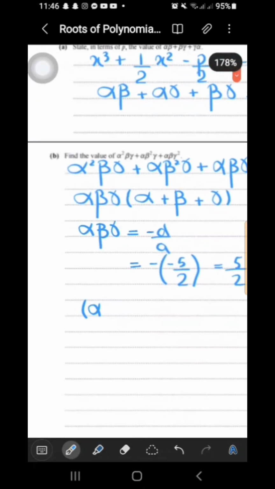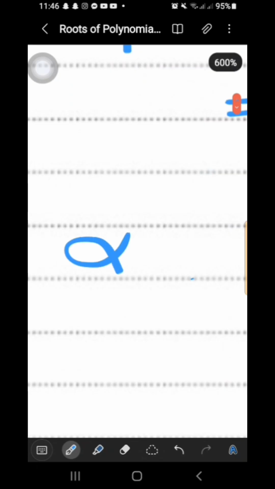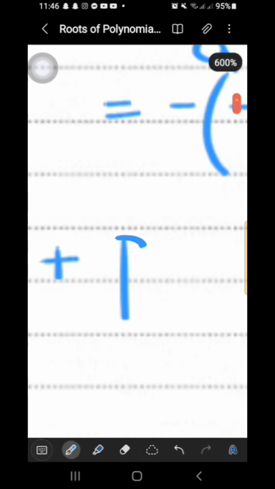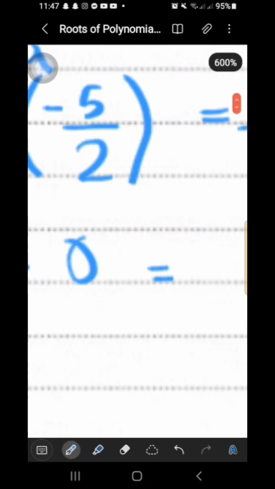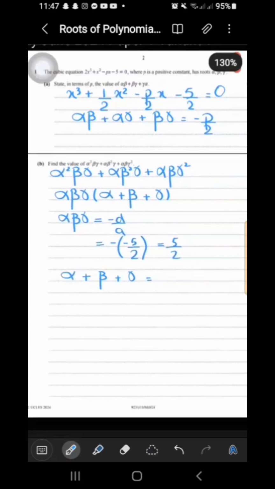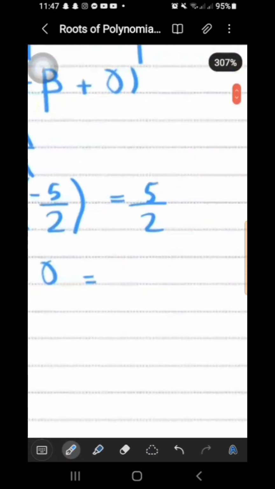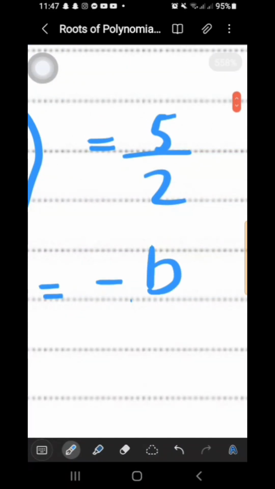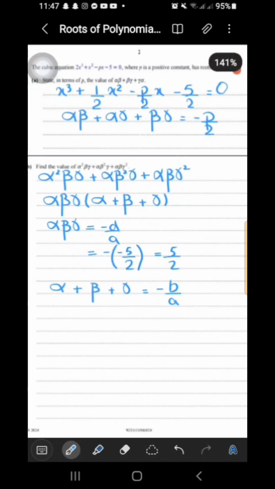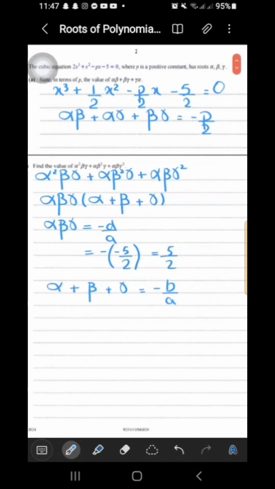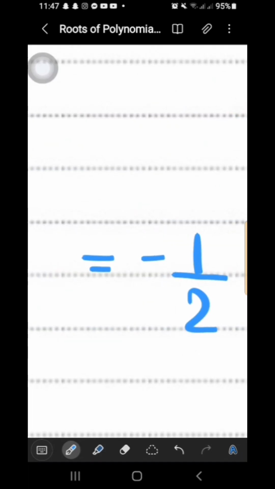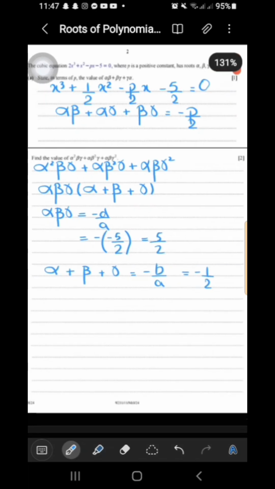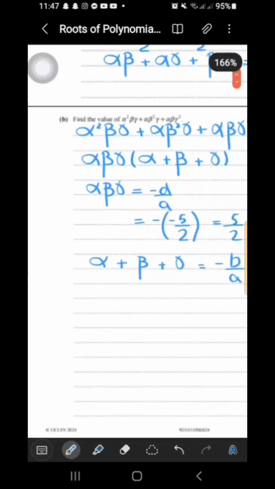What we had formed, okay, alpha plus beta plus gamma. We'll do this now. Alpha plus beta plus gamma is equal to negative b over a, and as we had divided the whole equation by 2, we can write it easily as negative 1 over 2. Now we will go for the final answer here.